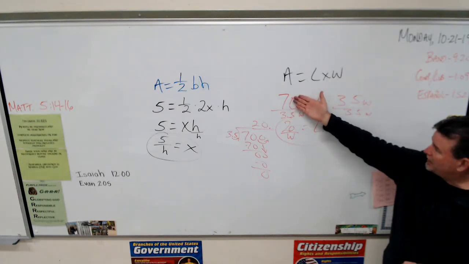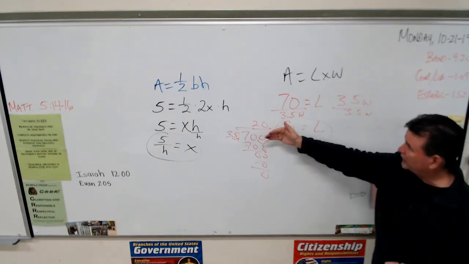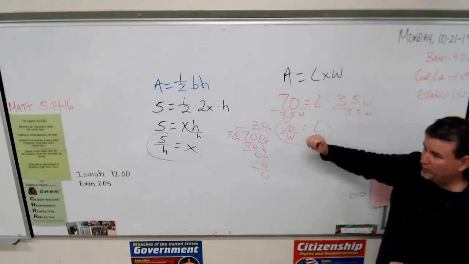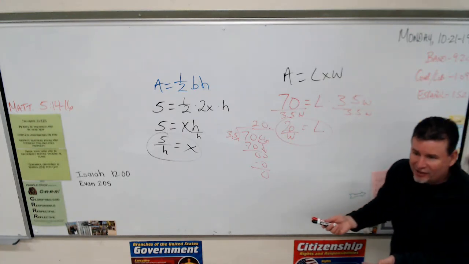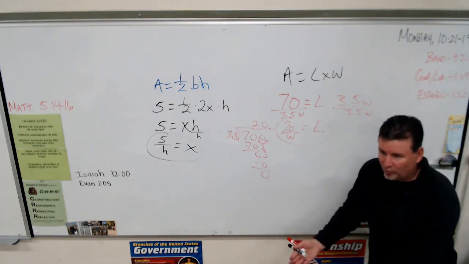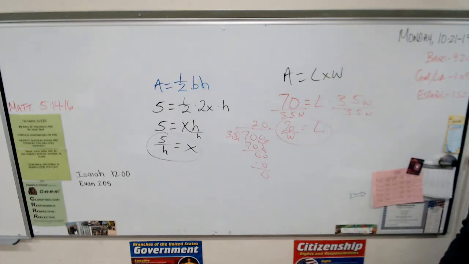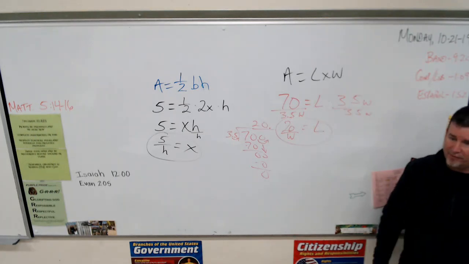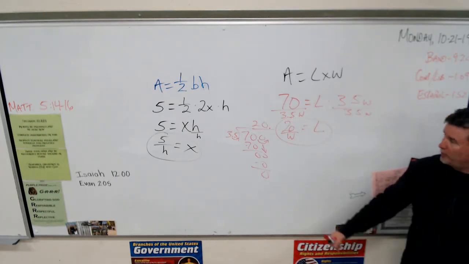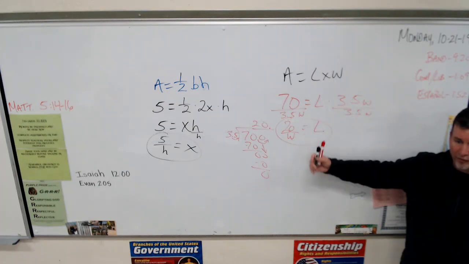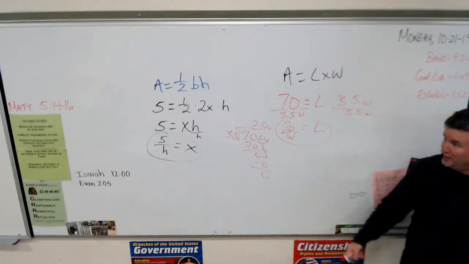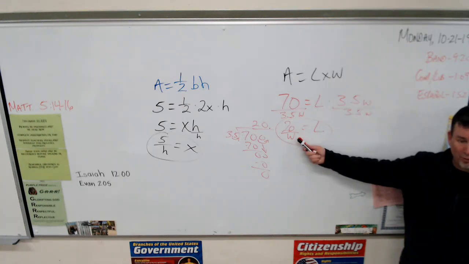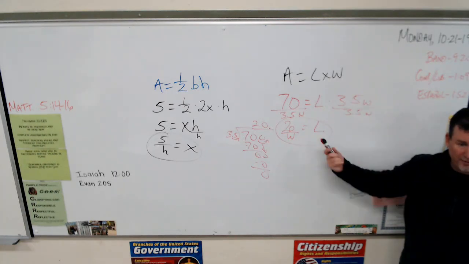This becomes 70 over 3.5. We found that was 20. 20 over 1W. 20 over W. That's the length. You don't know what it is yet until they tell us what the width is. But once we find out what the width is, boom, we'll know the length. If the width was 4, the length would be 5. 20 divided by 4.